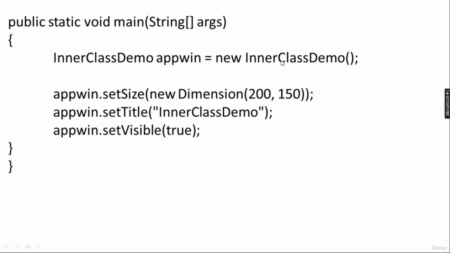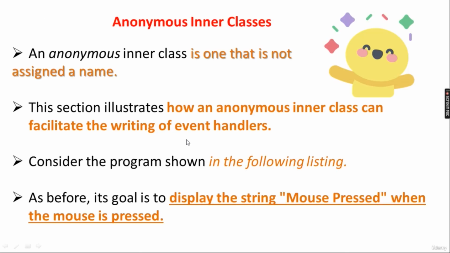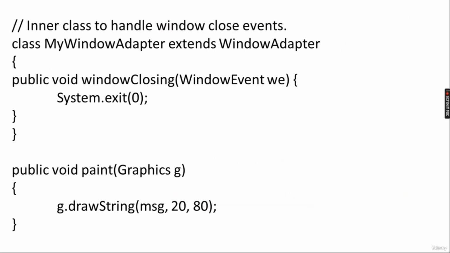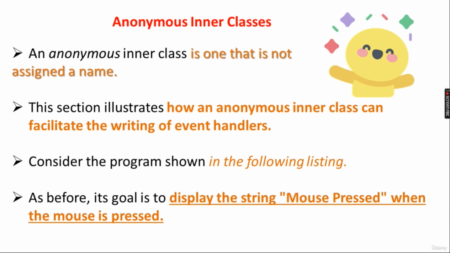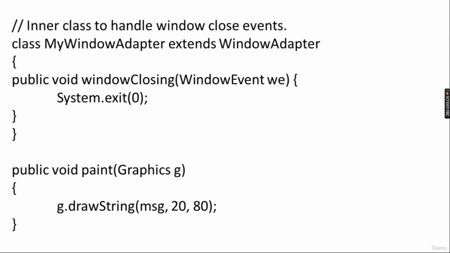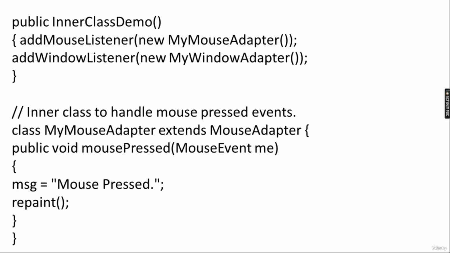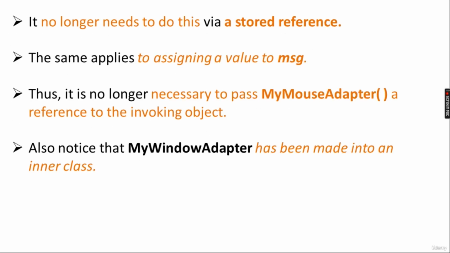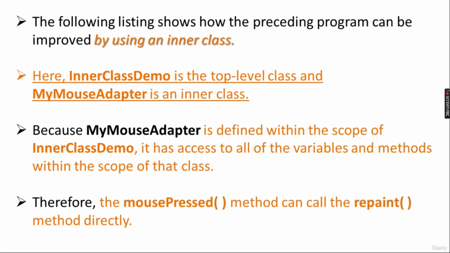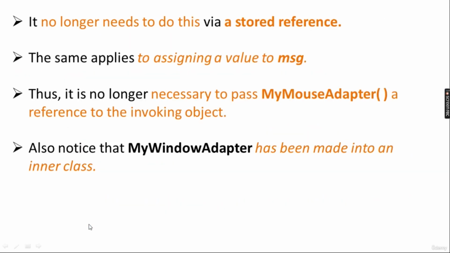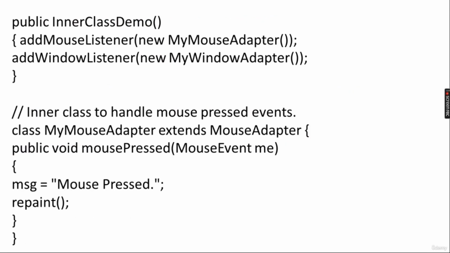So the inner class demo object is created. Dimensions are 200, 150. Inner class demo set visibility is equal to true. So this way, using the inner class, we can directly call the repaint method that will explicitly call the paint. The mouse press method can call the repaint method directly.